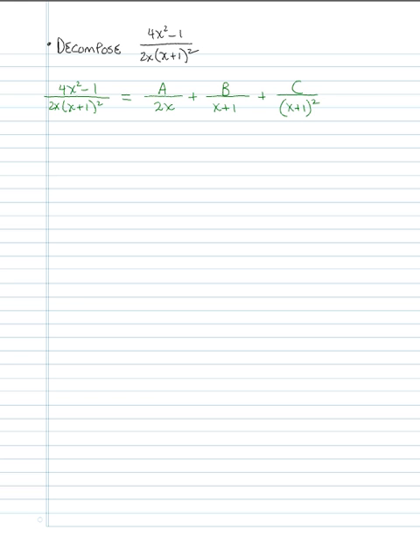So we'll multiply both sides by 2x times x plus 1 squared. And that will leave on the left side then 4x squared minus 1 alone, because the whole denominator is canceled. But when we multiply this first fraction, only the 2x will cancel. We'll still have an x plus 1 squared times an A. And when we multiply with the second fraction, the 2x won't cancel. One x plus 1 factor will cancel. So we'll have 2x and an x plus 1 to the first power left over, and that's times a B. And then in this last fraction, the 2x won't cancel, but the x plus 1 squared will. So we'll have a 2x times a C.